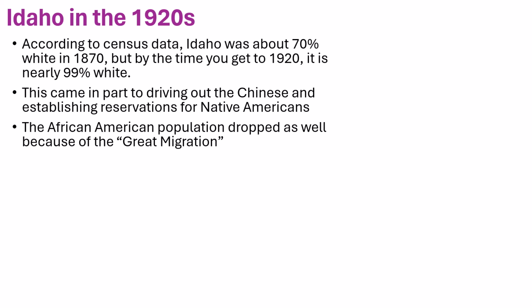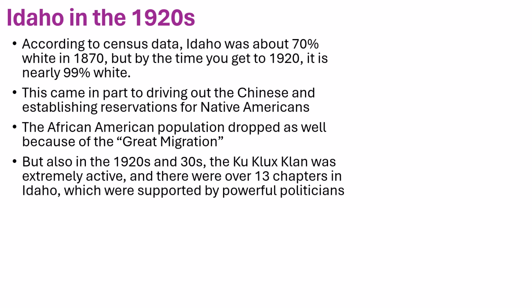We've talked about that before, but the Great Migration is large numbers of African Americans moving from rural areas in the West, Midwest, and South, and coming to more urban centers, mostly in the Midwest and the North especially. So Detroit, Chicago, New York, Harlem, obviously. So in the 1920s and 30s, in addition to all of this, the Ku Klux Klan, the KKK, was extremely active. And I'm going to show a picture in a moment.